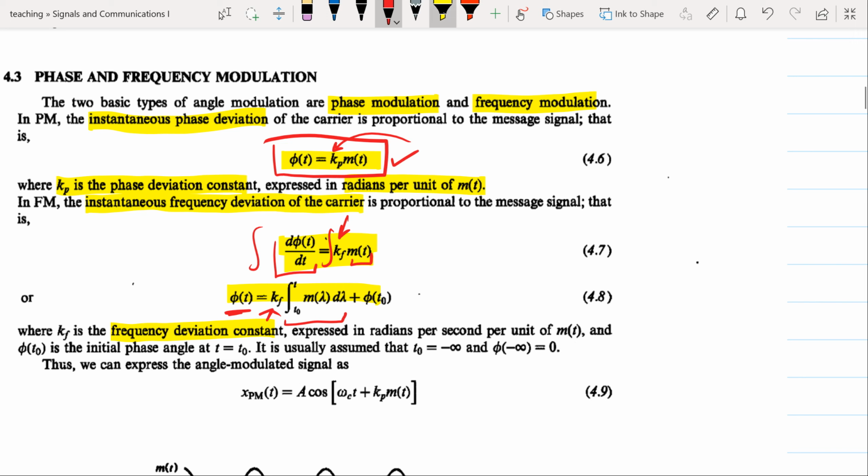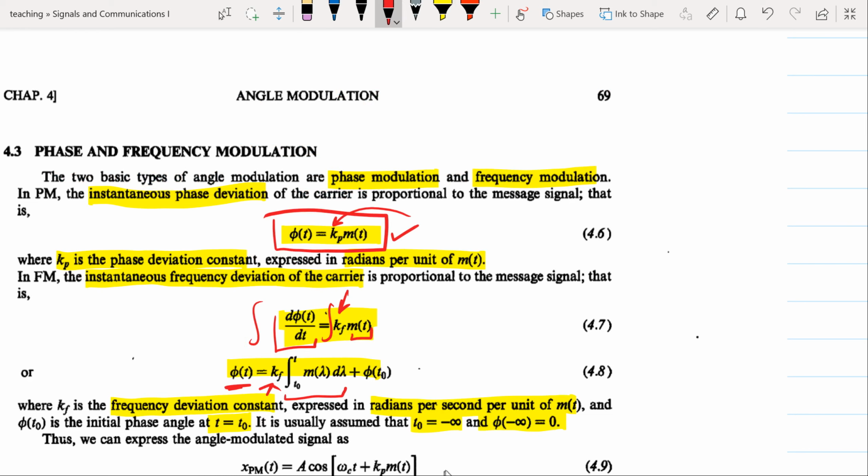And then, of course, we notice that change, that we have an addition of per second in comparison to what we had at equation 4.6. And we say that phi of t naught is the initial phase of the angle at time t equals t naught, and it is usually assumed that t naught is going to be minus infinity, and in that case, again, this is always assumed to be equal to 0.